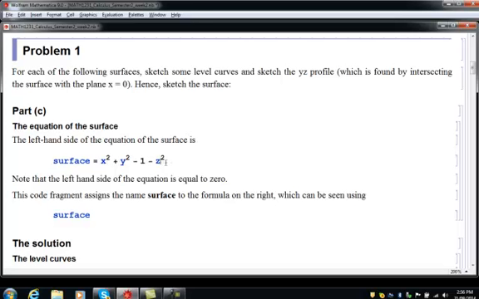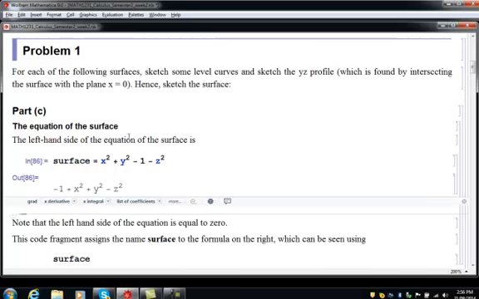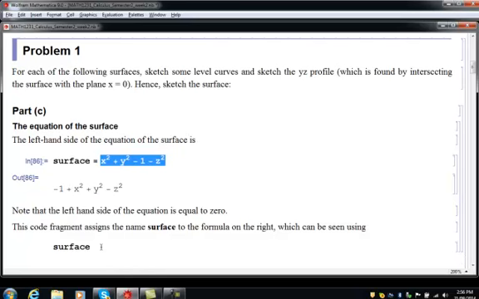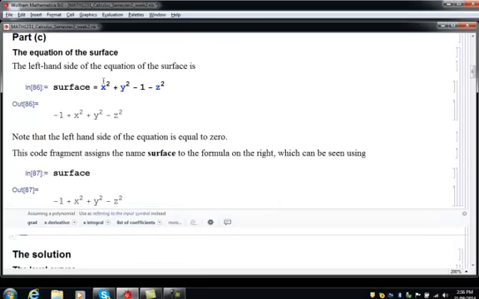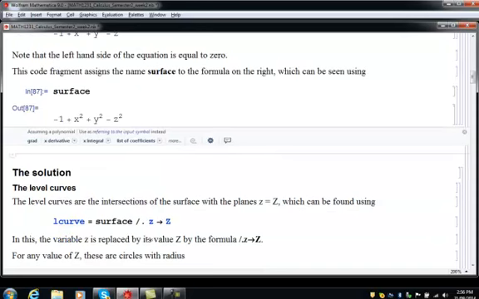And this is a code fragment, and I can execute it like so. So note that the left-hand side of the equation is equal to 0, and I always use that convention. And this code fragment assigns the name surface to the formula on the right. So we can see that by executing this code fragment, surface, and the answer is this right-hand side here. So how do we get the solution to the problem?